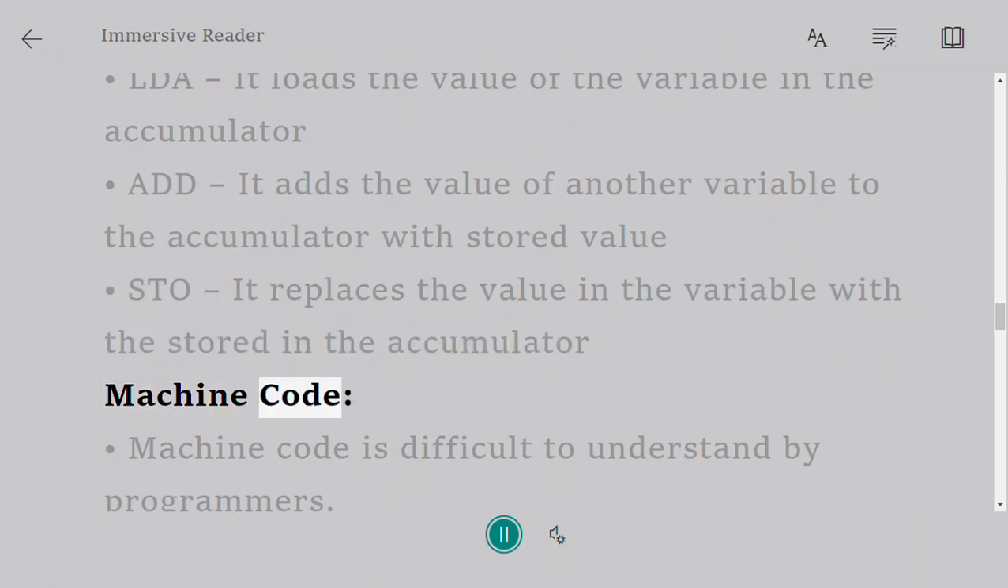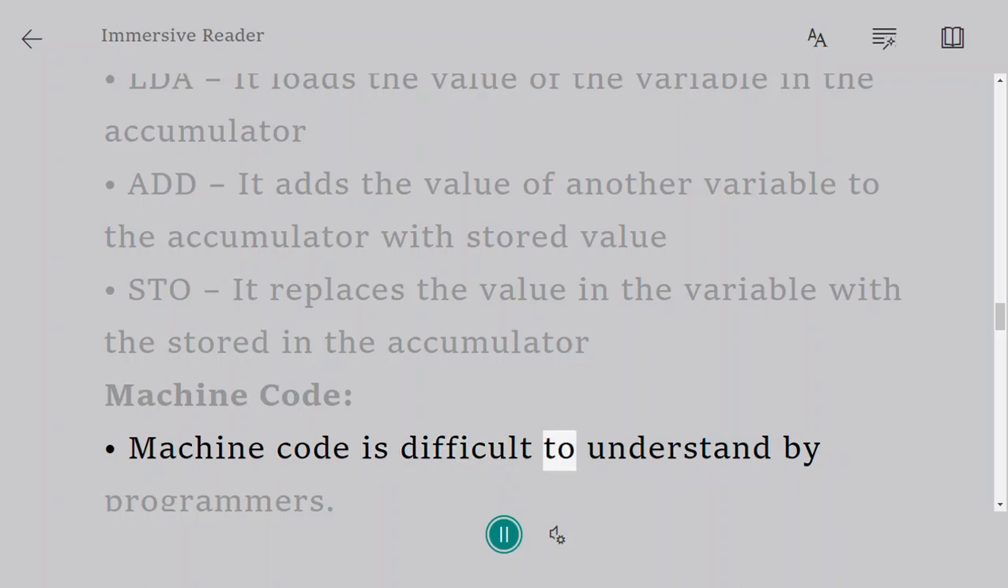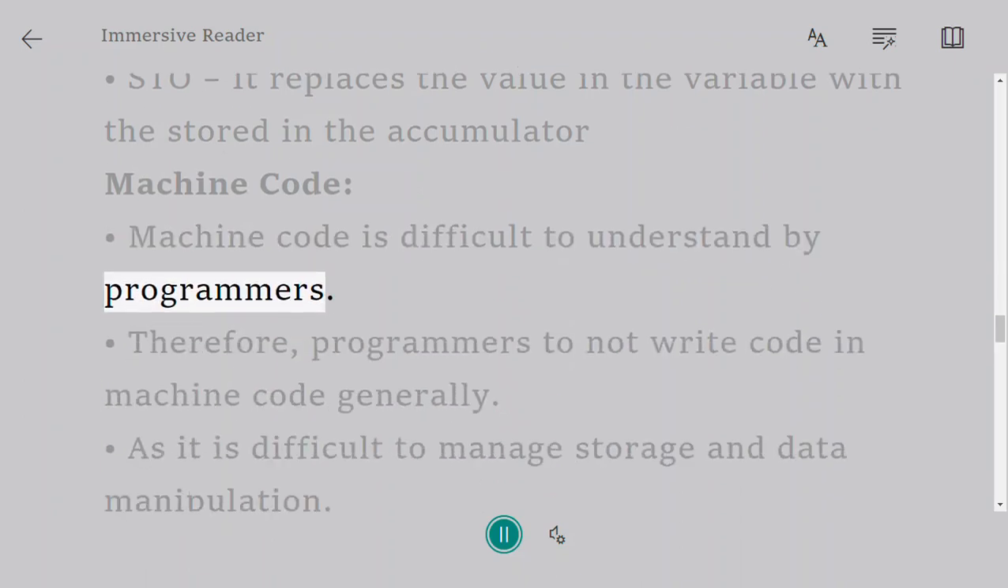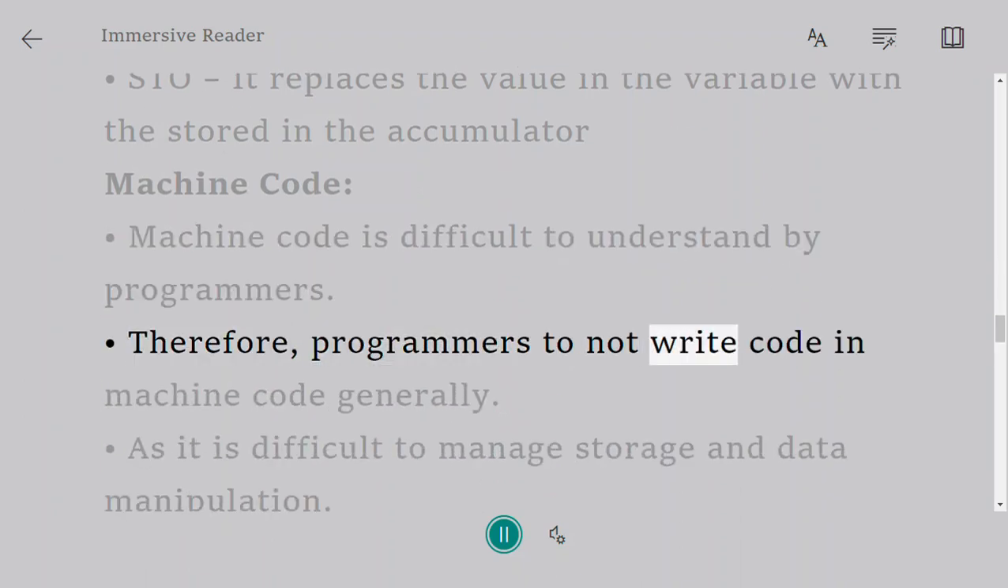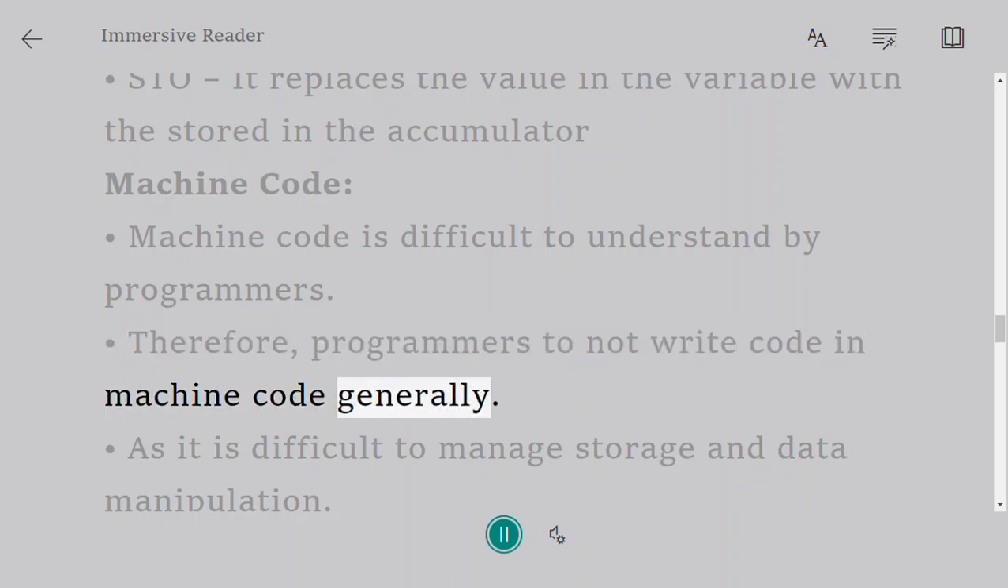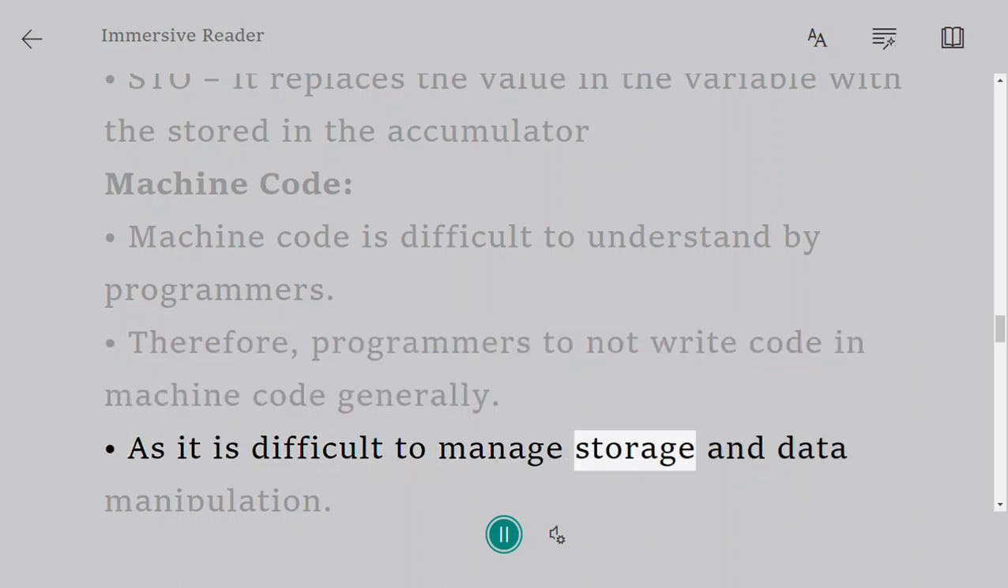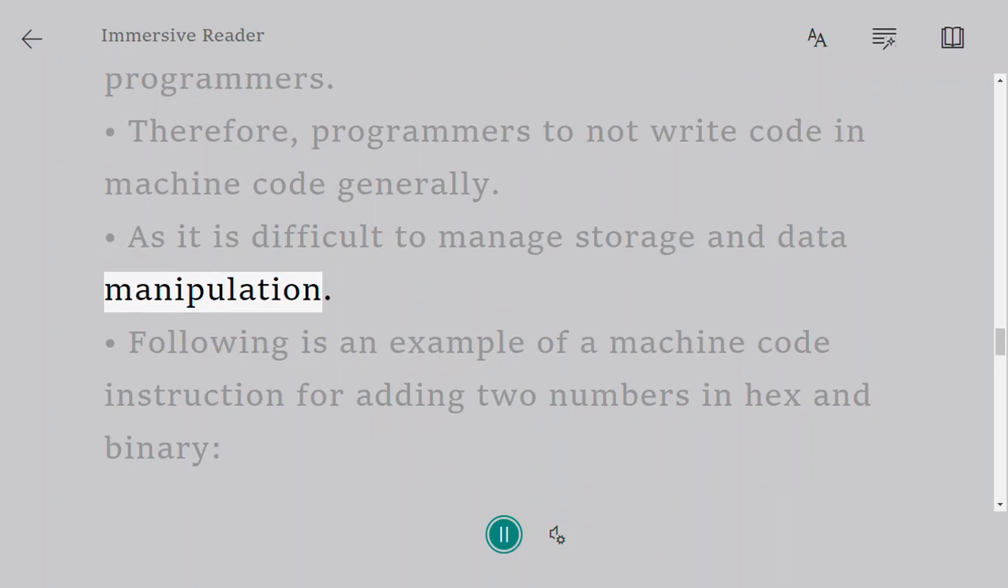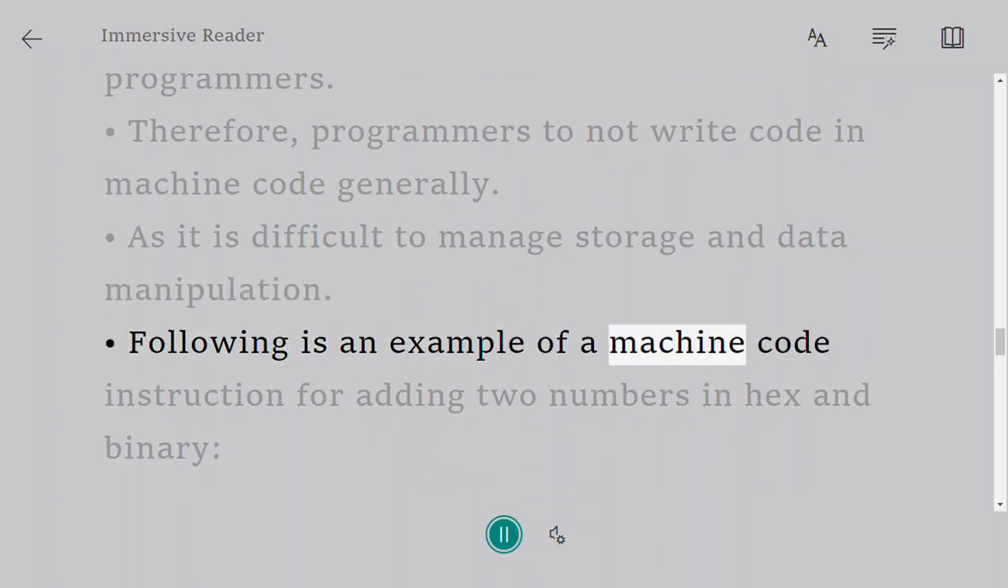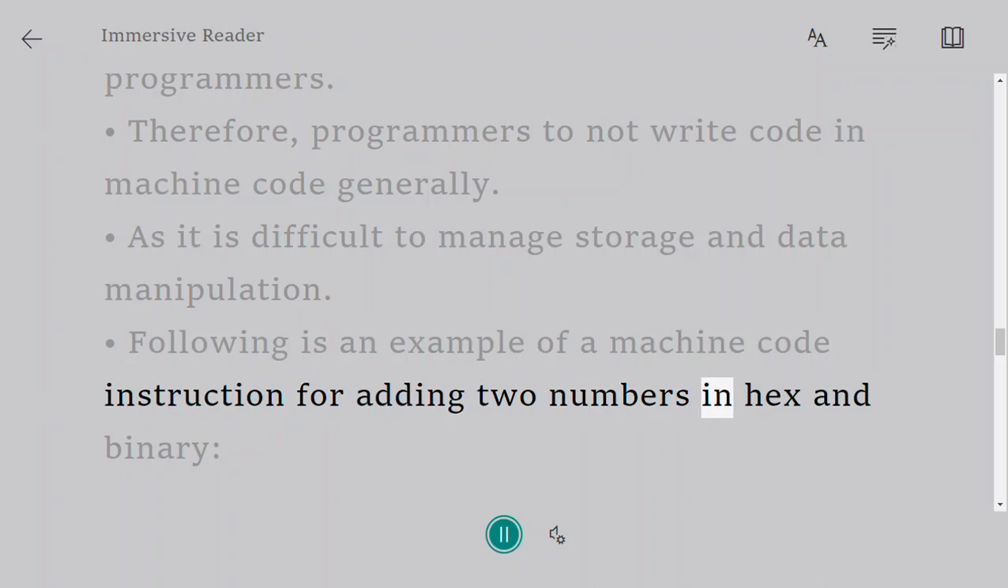Machine code. Machine code is difficult to understand by programmers. Therefore, programmers do not write code in machine code generally, as it is difficult to manage storage and data manipulation. Following is an example of a machine code instruction for adding two numbers in hex and binary.